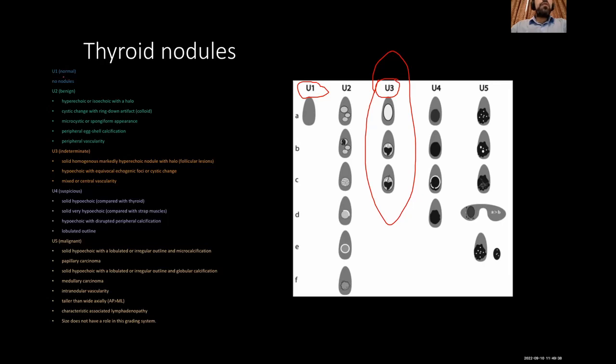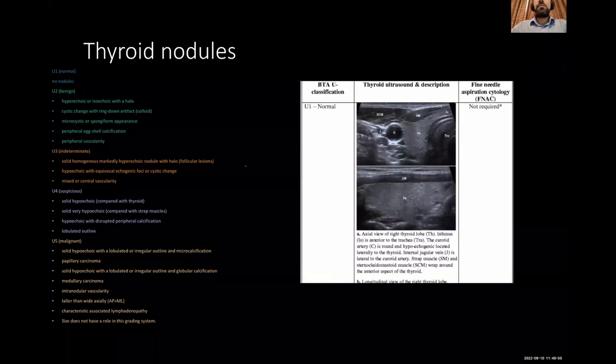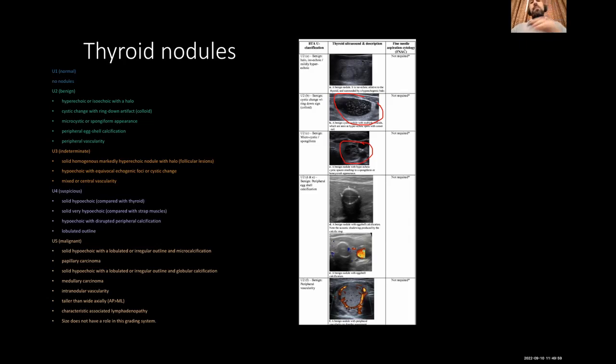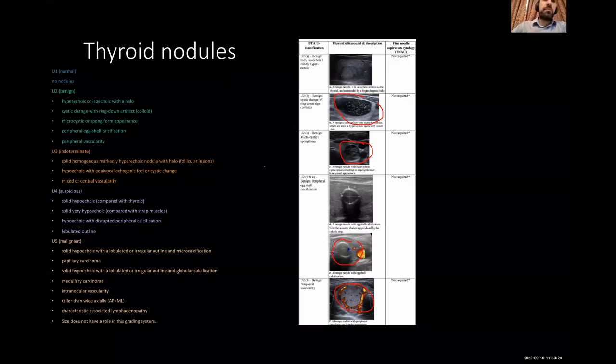U1, no nodules. U2: hyperechoic, isoechoic, cystic changes, colloid cyst, heterogeneous or spongiform appearance. There is a rim of calcifications. If microcalcification, it is malignant. If large calcifications, like eggshell calcification, it is benign. Vascularity is marginal vascularity.